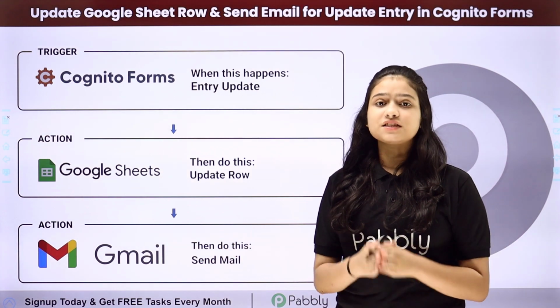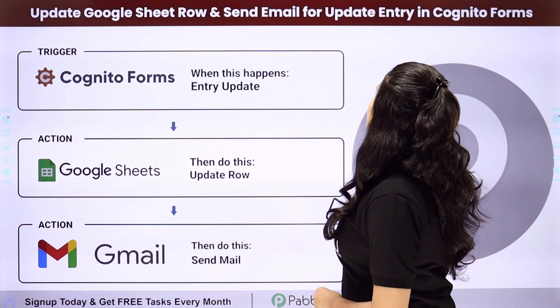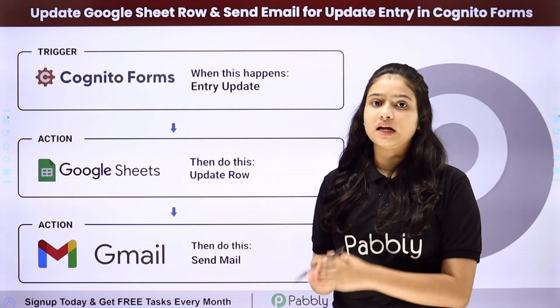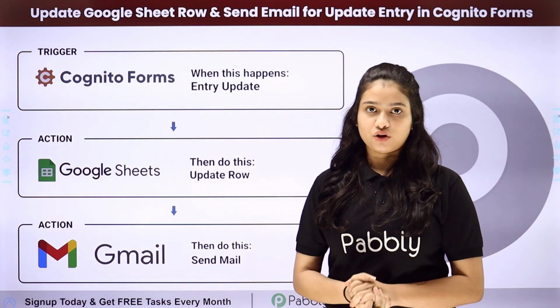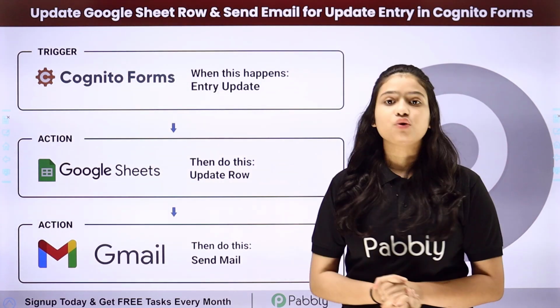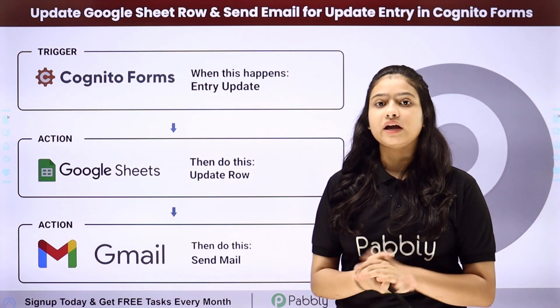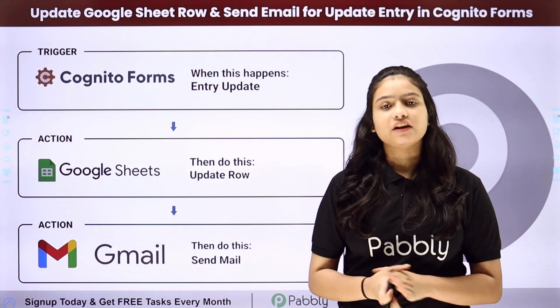Hello everyone, in this video we are going to learn how to update a Google Sheet row and send an email for an updated entry in Cognito Forms. Suppose a user has requested you to update his details in Cognito Forms, and you want that whenever the entry is updated in your Cognito Forms, automatically the same update should also be added in a row in your Google Sheets. And after that you want to send an email to the same user informing about the entry which is updated. So how are we going to do this process automatically and effortlessly?